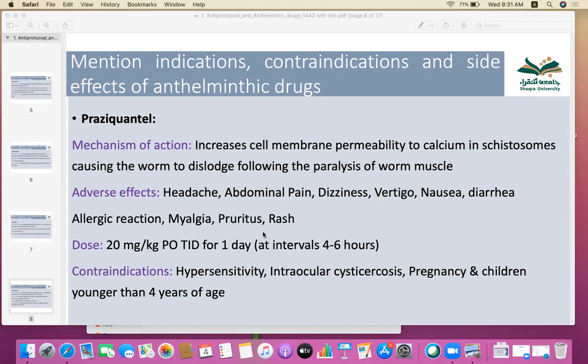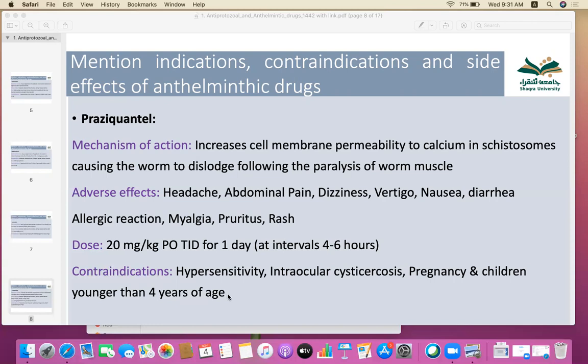Adverse effects: headache, abdominal pain, dizziness, vertigo, nausea, diarrhea, allergic reactions, myalgia, pruritus, and rash are common. The dose is 20 milligram per kg by oral route 3 times a day for 1 day, and you can also give it in divided doses at intervals of 4 to 6 hours. Contraindications: hypersensitivity, which is a common and universal contraindication for most drugs, intraocular cysticercosis, pregnancy, and children younger than 4 years of age.